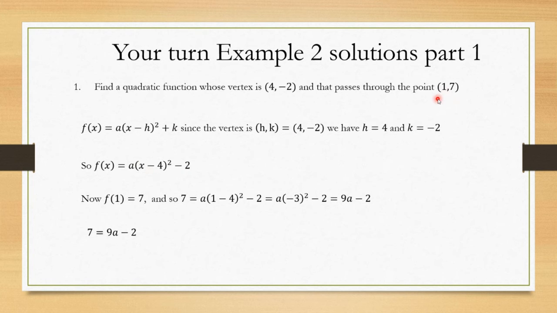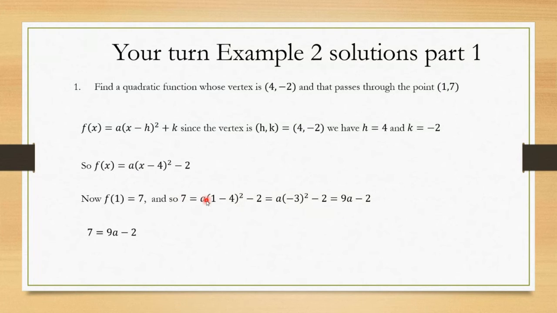Because we know it passes through the point (1, 7). Again, what does that mean? That means f of 1 must equal 7. So when x is 1, this whole expression has to equal 7. So we have this.